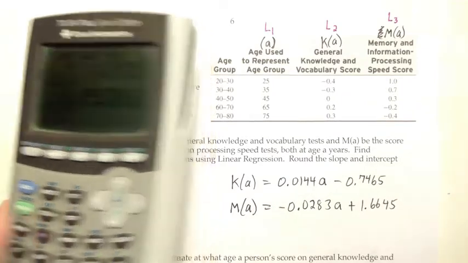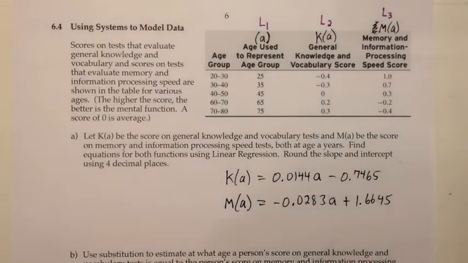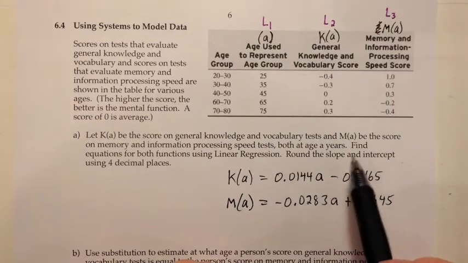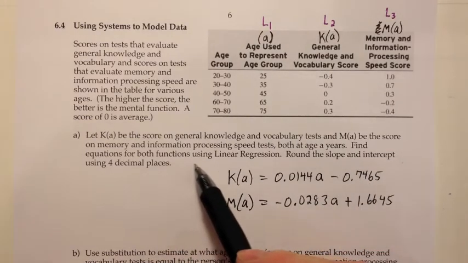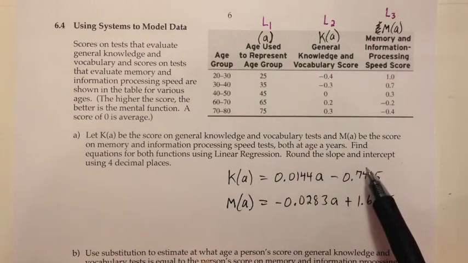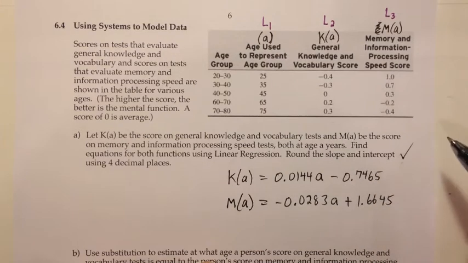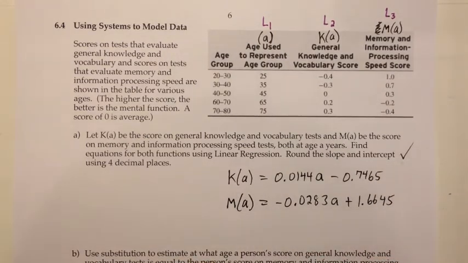Alright, let me go ahead and move this out of the way. Let's make sure we did everything we were supposed to here. So find equations for both functions and round the slope and intercept using 4 decimal places. So we did that for k of a and m of a.